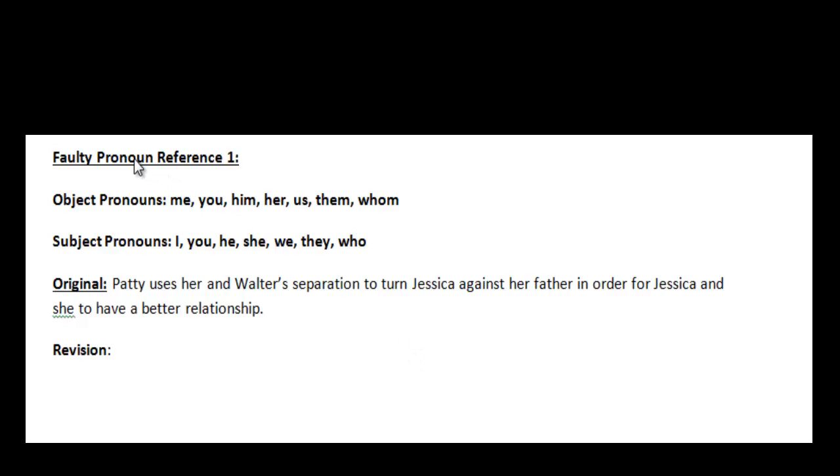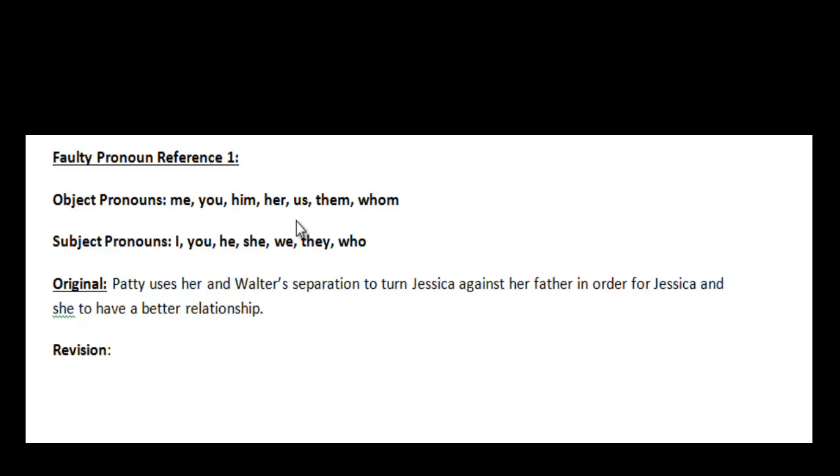Another problem that I often see with regard to pronoun usage is the faulty use of a pronoun. What commonly happens is that students confuse object pronouns with subject pronouns and use a subject pronoun in the place of an object pronoun or vice versa. So in order to solve this problem, students need to have an awareness of the pronoun's function within a sentence.